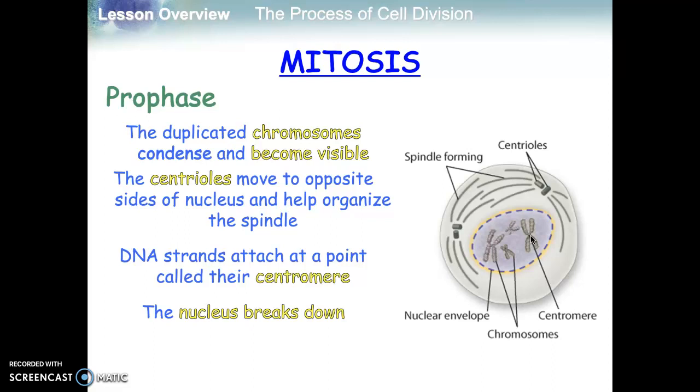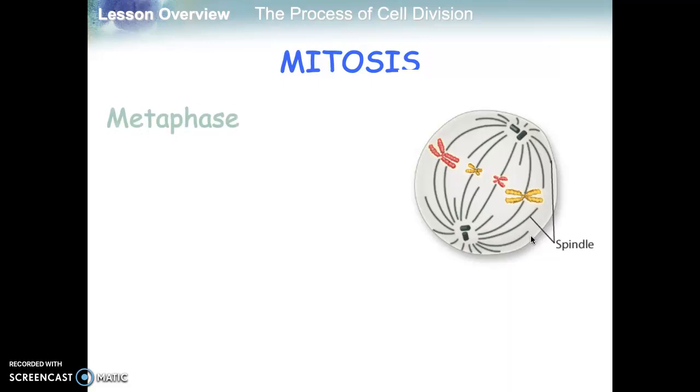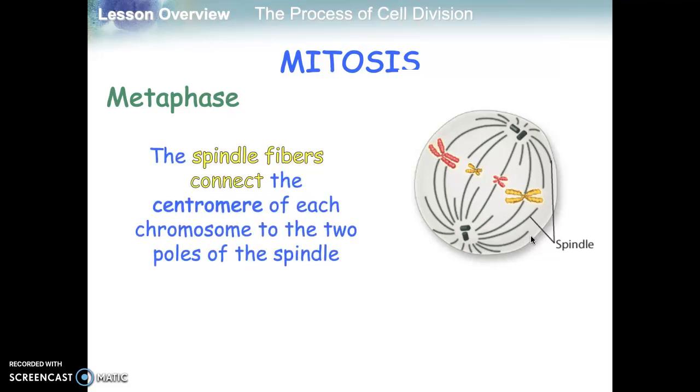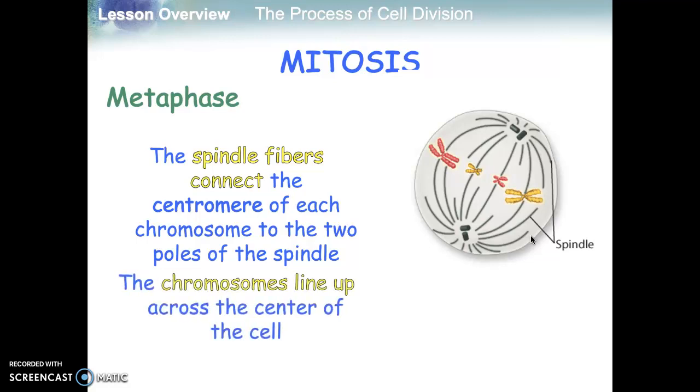Once those spindle fibers have attached themselves to the chromosomes at the centromeres, we will be ready for our next phase of mitosis. And that next phase of mitosis is called metaphase. You can look here at the picture to see what happens during metaphase. The spindle fibers have attached themselves to the centromere, and those spindle fibers are going to pull the chromosomes to the middle or the equator of the cell.